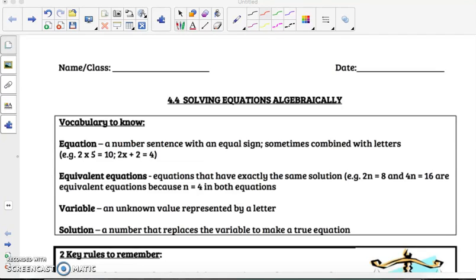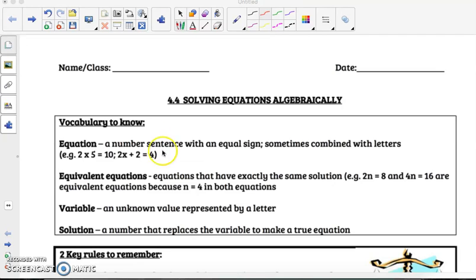Recording now, this is lesson 4.4 on solving equations algebraically. Before watching the recording, please make sure that you have the 4.4 solving equations algebraically worksheet in front of you, along with a pencil, a highlighter, and eraser. So if you need to grab those items, please feel free to do so and pause the recording. But I'm going to continue first.